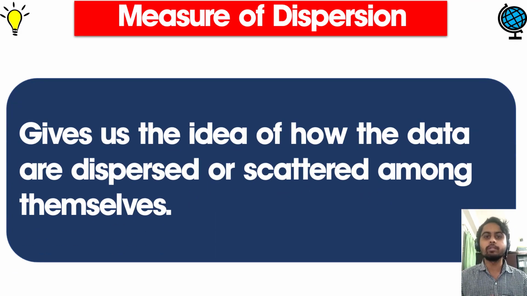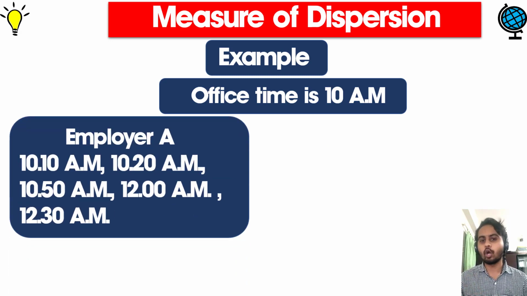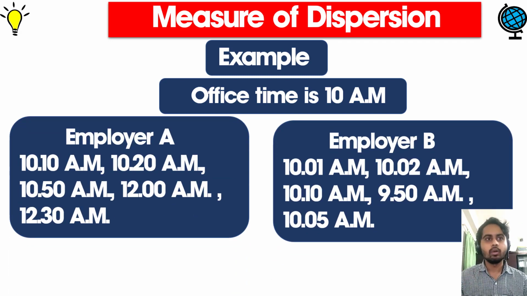Okay, so measure of dispersion. This actually gives us an idea about how the data are dispersed or scattered among themselves. If I can't provide an example, this is very tough to understand. Let's say you're a boss in an office, and your office time is 10 a.m. in the morning. So you have 2 employees, employee A and employee B.